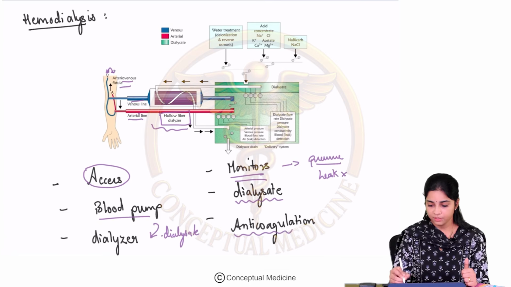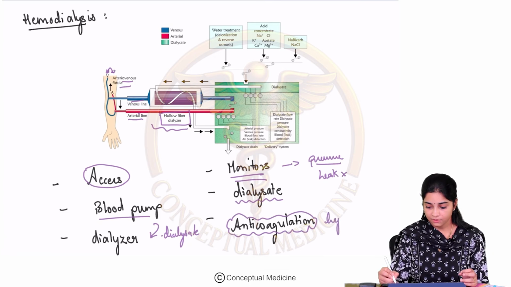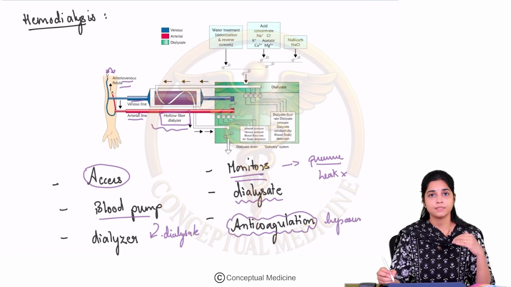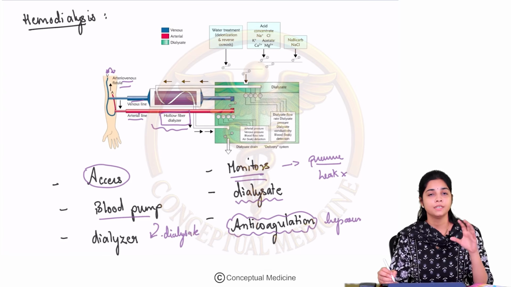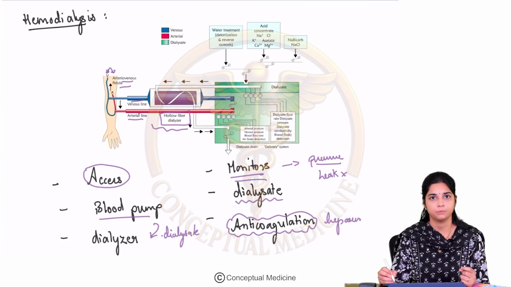And we have the most important portion, which is your anticoagulation system. Anticoagulation system basically comprises heparin, where we give bolus heparin every 4th hourly or 5th hourly and so on. Why is this bolus heparin given during dialysis? So that it ensures that the blood does not clot and it goes through the dialysis machine adequately.